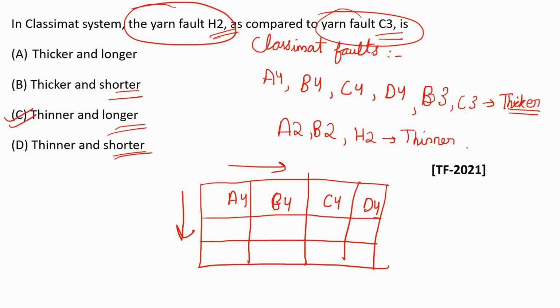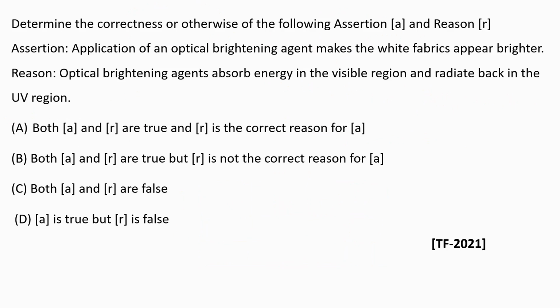Now coming to the next question. Determine the correctness or otherwise of the following assertion and reason. In this case also one assertion and one reason is given, and you have to find the answer accordingly. It is from the textile chemical processing part. It is a 2-mark question.